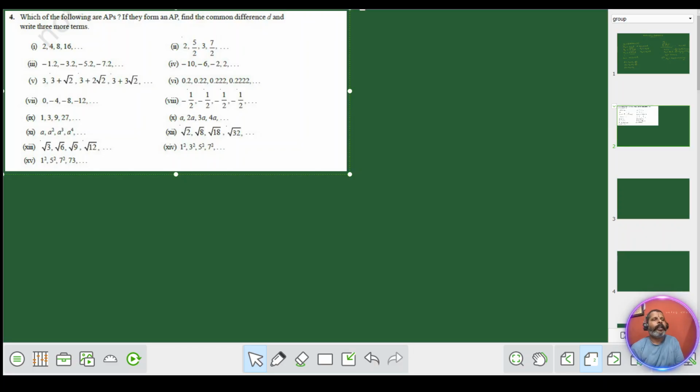Which of the following are in AP? Means they are given some sequences, we have to check whether they are in AP or not. If they are in AP, we have to find the first term, common difference and three more terms of the same sequence. We'll see that.